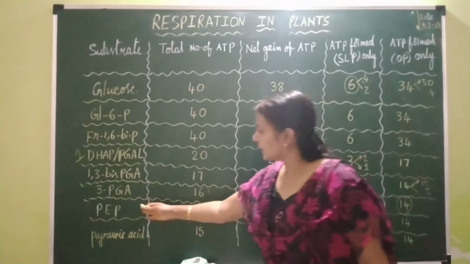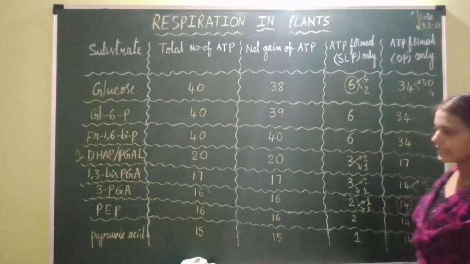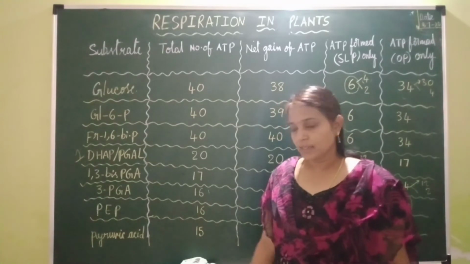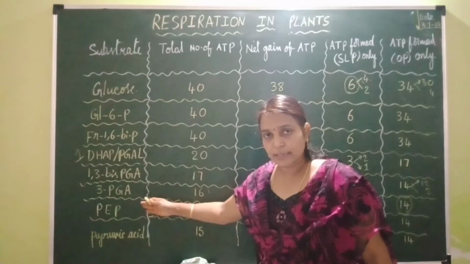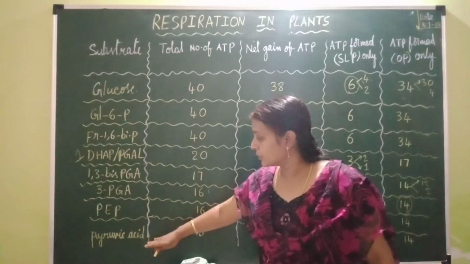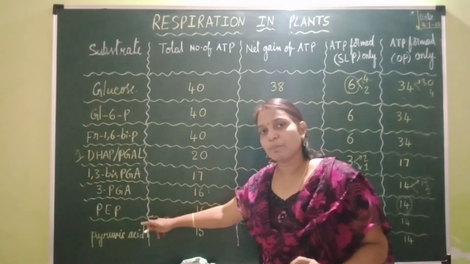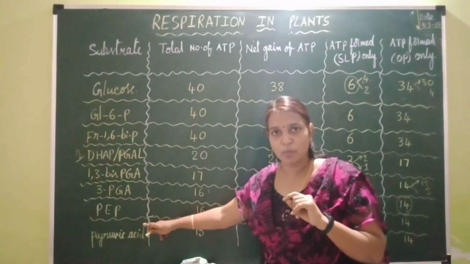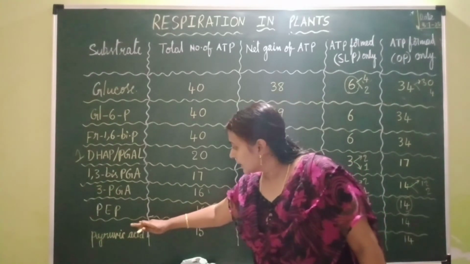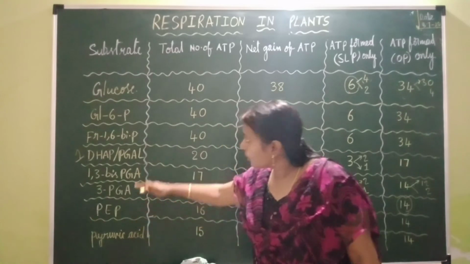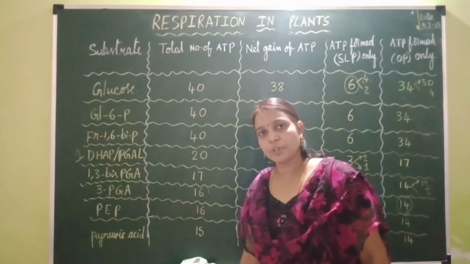So now coming to PEP. PEP is the same as in the case of 3-phosphoglyceric acid. Now coming to pyruvic acid. Here, during the conversion of phosphoenol pyruvic acid into pyruvic acid, dephosphorylation occurs. This is the 10th step of glycolysis, where 1 ATP is formed through SLP, or direct formation of ATP. So the reactions which take place before pyruvic acid should not be considered. The reactions which take place after pyruvic acid should be considered.